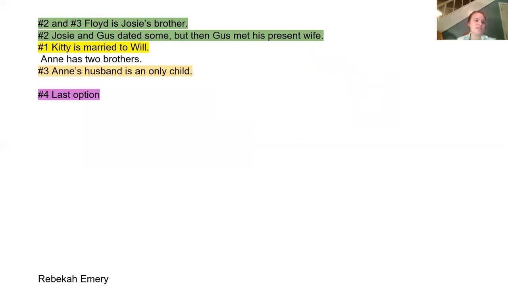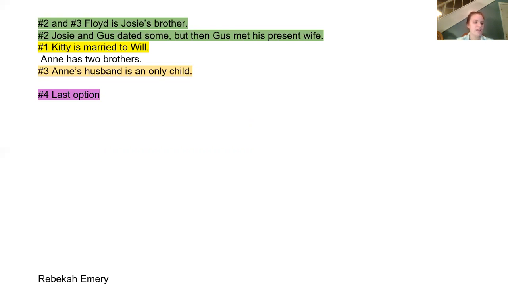The next question is actually a puzzle. We're going to solve the puzzle using clues. We're given the names of 4 men, 4 women, and 5 clues. Our job is to figure out who is married to who based on the information that we are given. The ladies in this puzzle are Kitty, Sarah, Josie, and Ann. The men are David, Will, Floyd, and Gus.